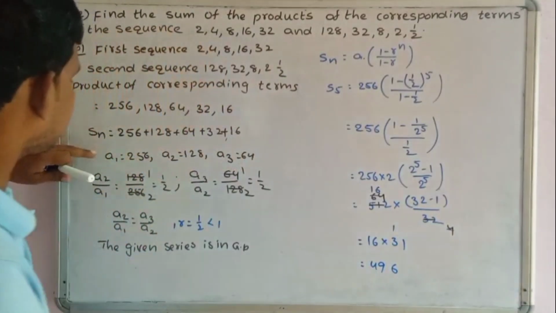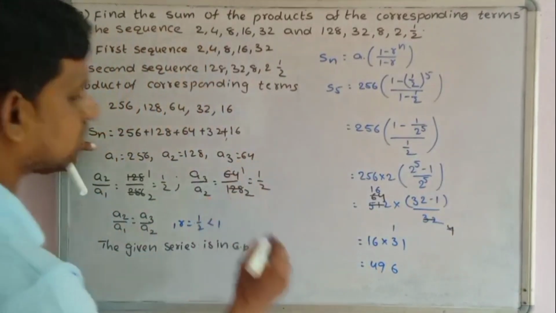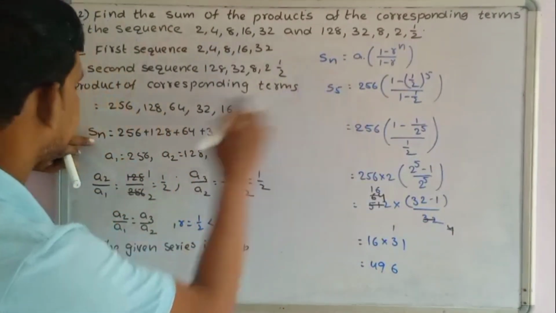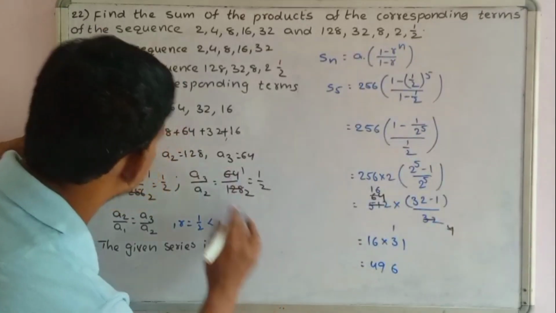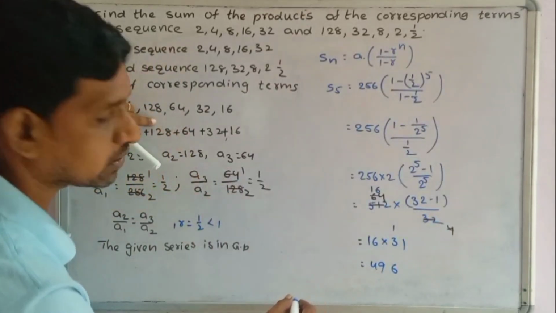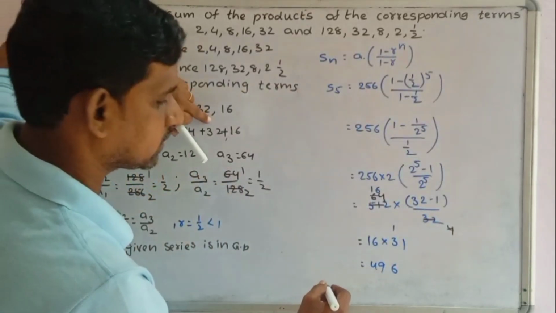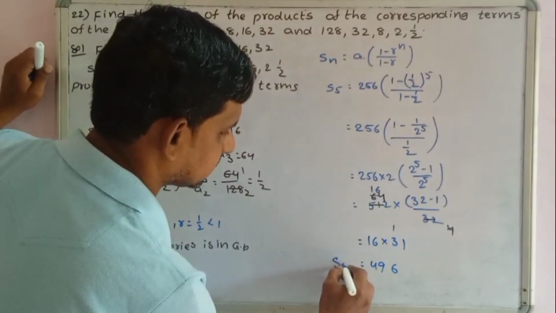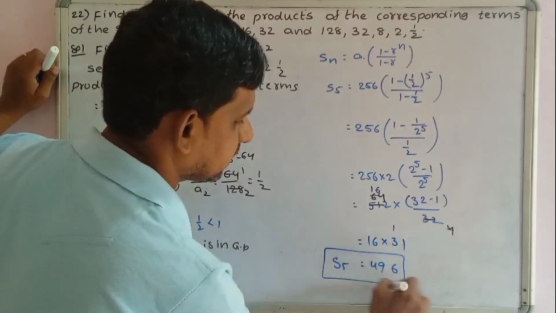Therefore, the sum of this series is, so S5 means what? 256 plus this series. This is S5. So 256 plus 128 plus 64 plus 32 plus 16 is 496.